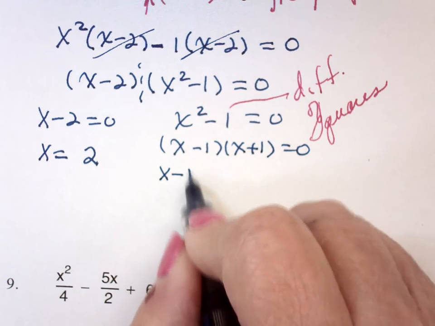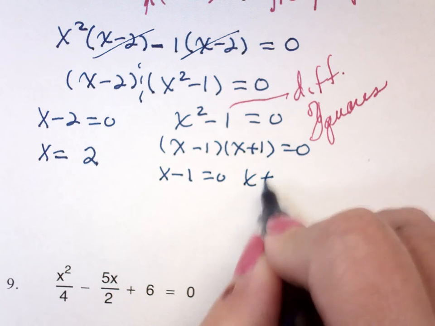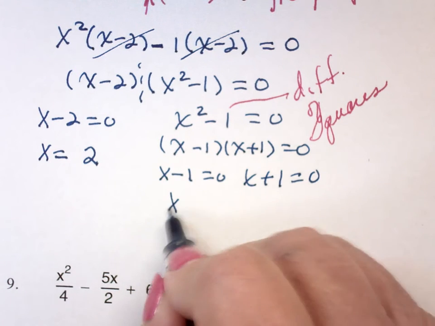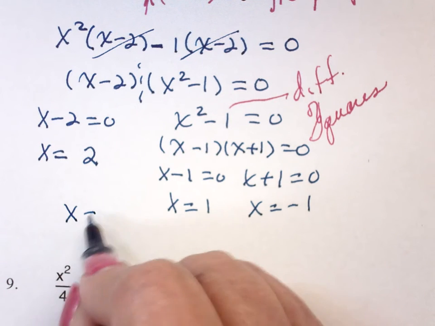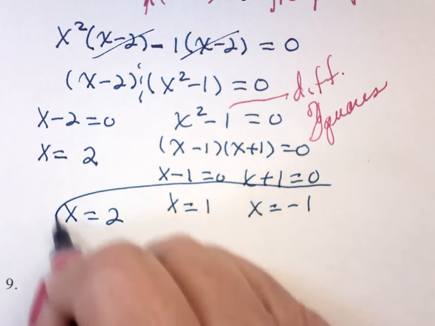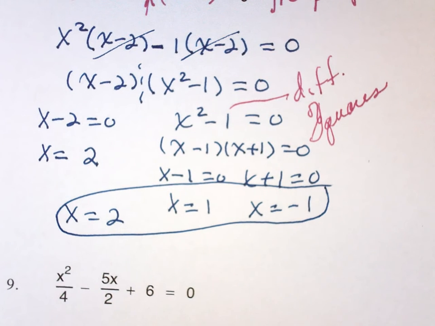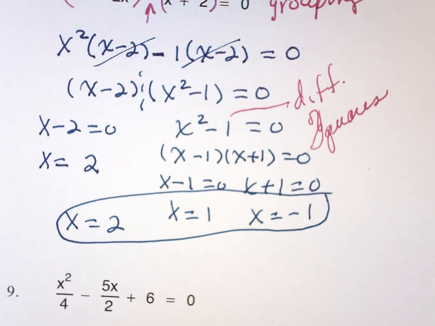So x minus 1 equals 0, x plus 1 equals 0. X is 1, x is negative 1, and x is 2. So yeah, I've got 3 places that the product is 0. It's cubic. The highest power is 3. So you'll see this in college algebra, you'll have a maximum of 3 answers. You could have fewer than 3, but you have a maximum of 3.